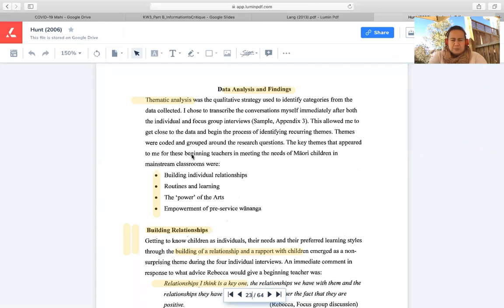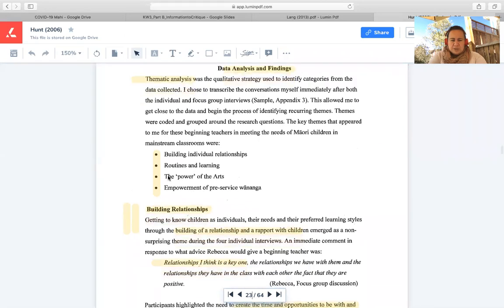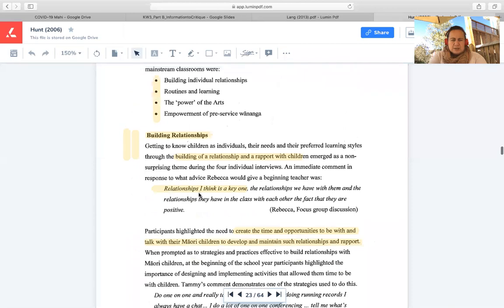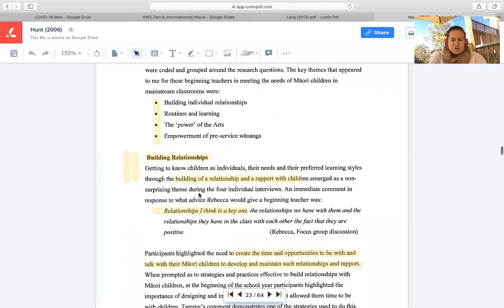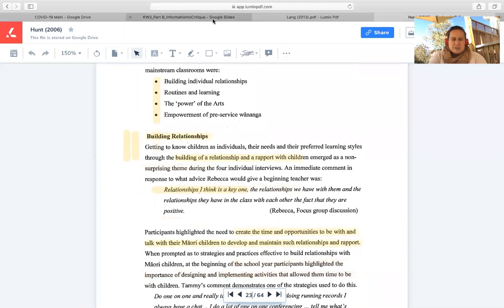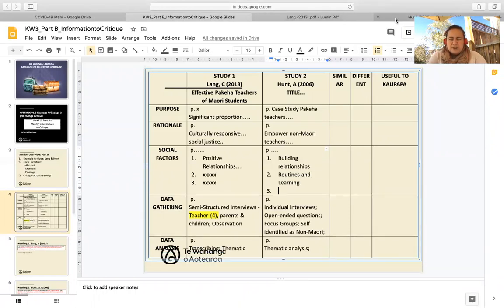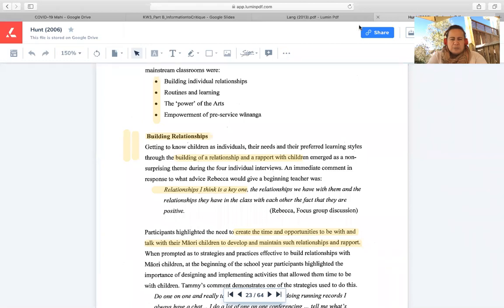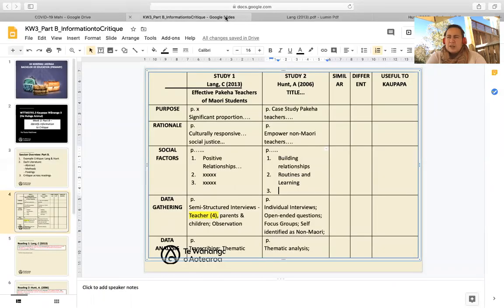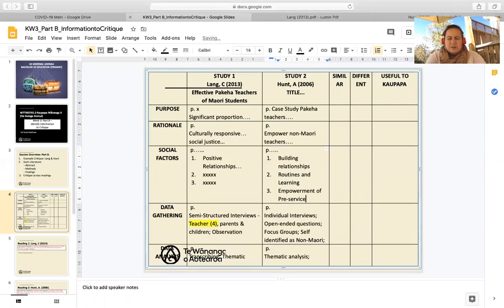The key themes that appeared to me for these beginning teachers in meeting the needs of the Māori children. So we can see that here. And so building relationships, empowerment of pre-service wānanga, routines and learning. These are her 4 main findings, I would say. But the other one I want to put up here is the wānanga one, empowerment of pre-service wānanga.